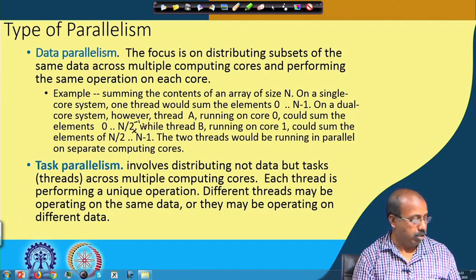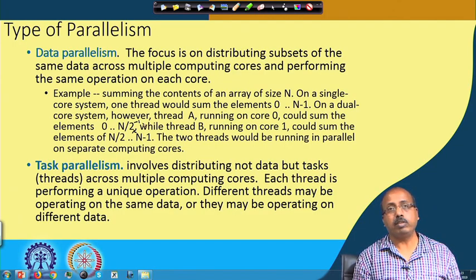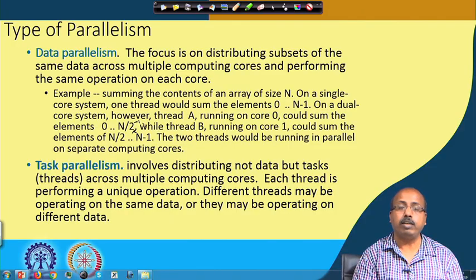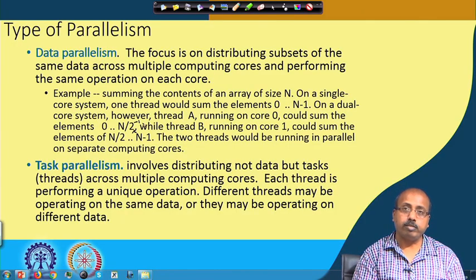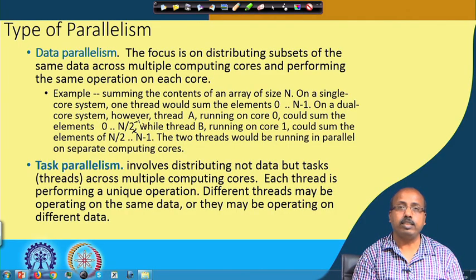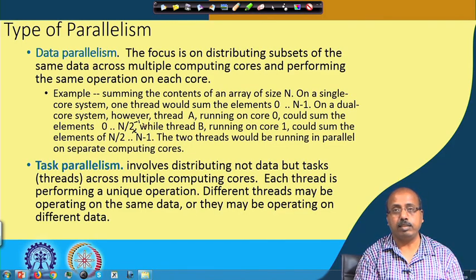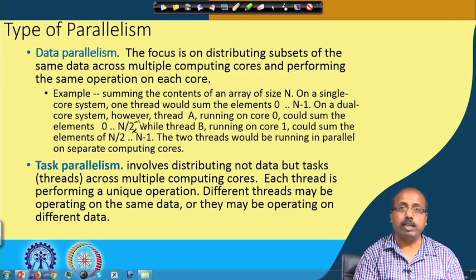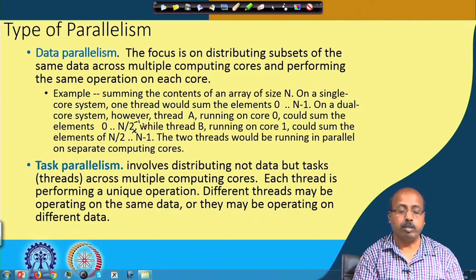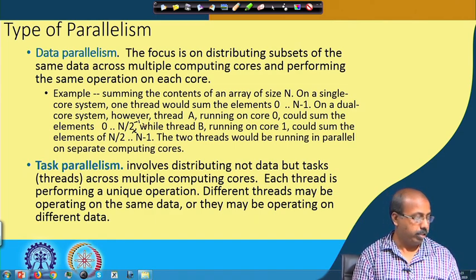Like I was telling previously, for the same matrix you may be interested in finding the transpose of the matrix, the inverse of the matrix, and the determinant of the matrix. So the same matrix can be given to a number of tasks, and each task may be doing one of these operations. That way you can have task level parallelism there.